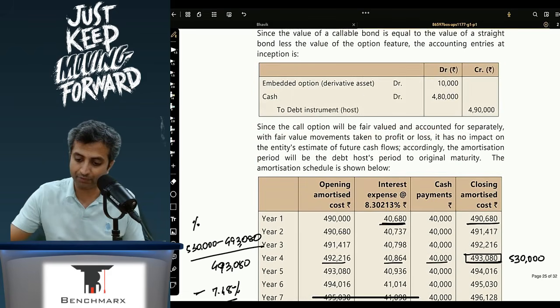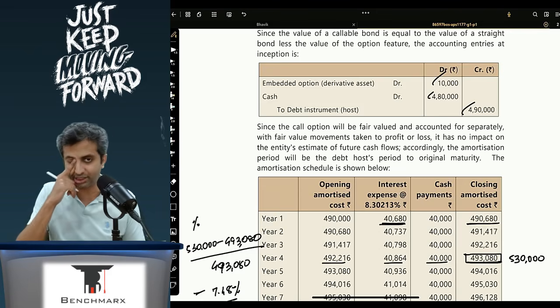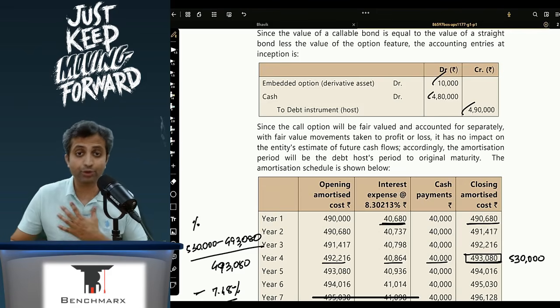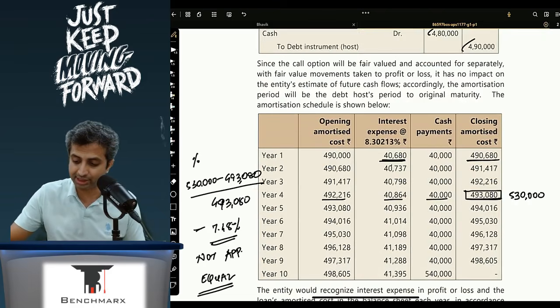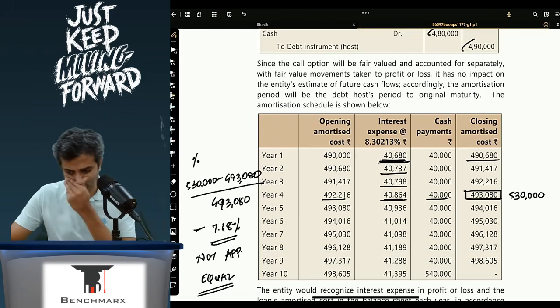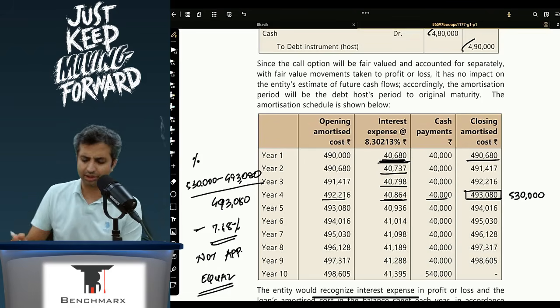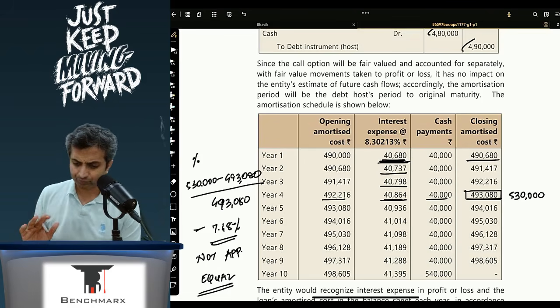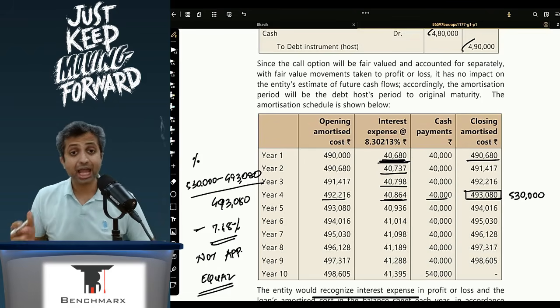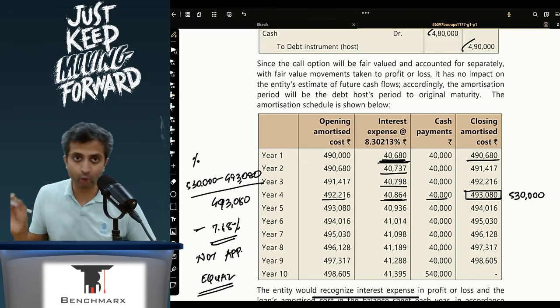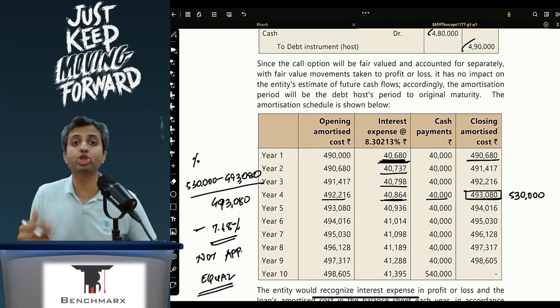If you do separation, your first entry will be cash account debit, derivative financial asset account debit to loan. This is 4,90,000, and if you want to pass entries for each of the years, there will be an effective interest at 40,680, then 40,737, 40,798 and 40,684, and there will be a coupon payment. So in each of the years, we'll try to do the entry for this, and then this will be the loan. The problem is you also have a derivative.